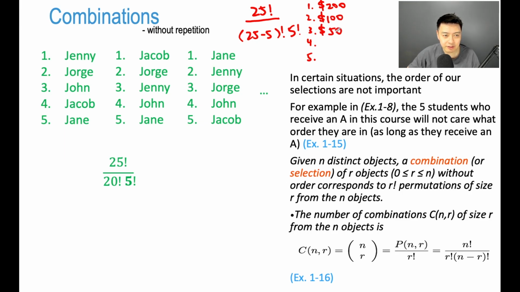Third student gets 50, and then 25, and then maybe the 5th person gets an A, but they get no money, right? So in this case, this is a permutation. If we define the problem in this way, it's a permutation because there is a differentiation between number 1, number 2, number 3, and so on.